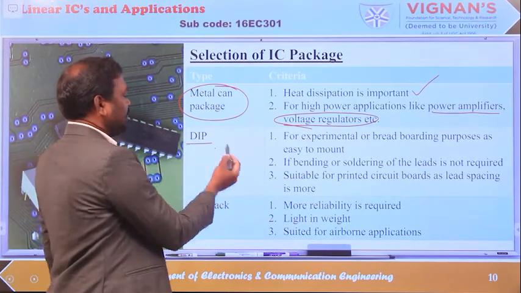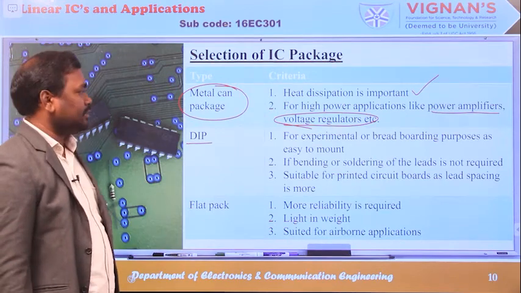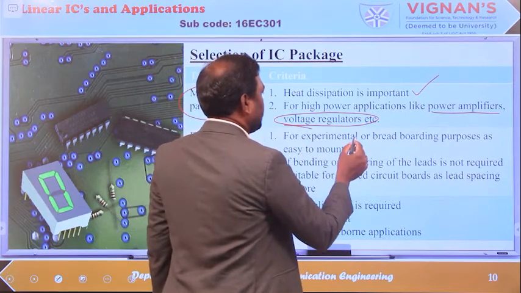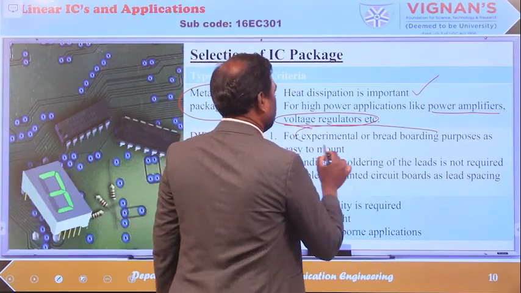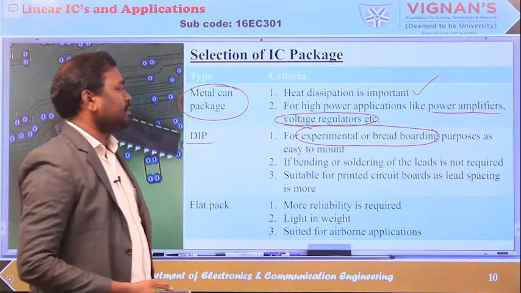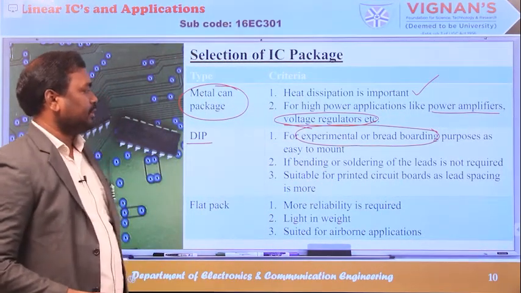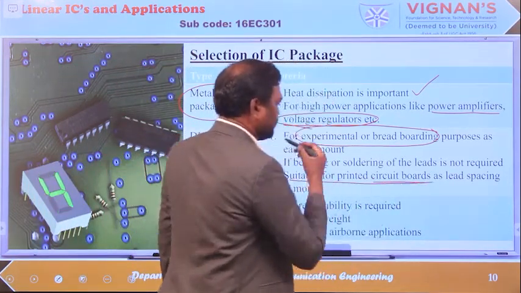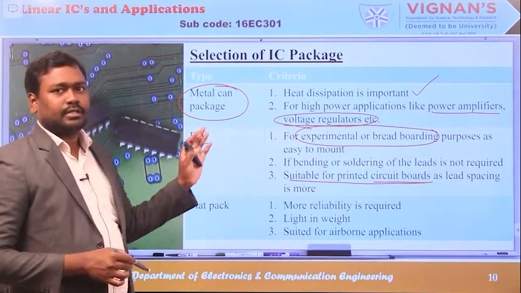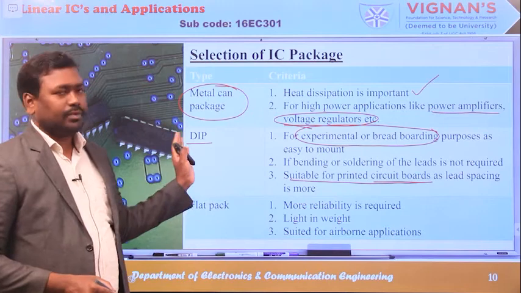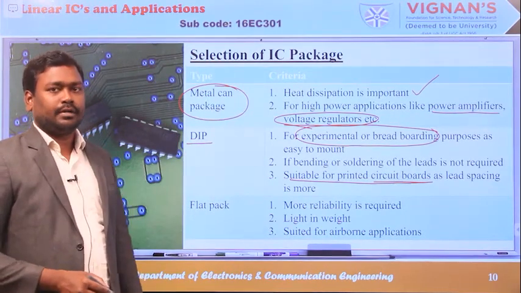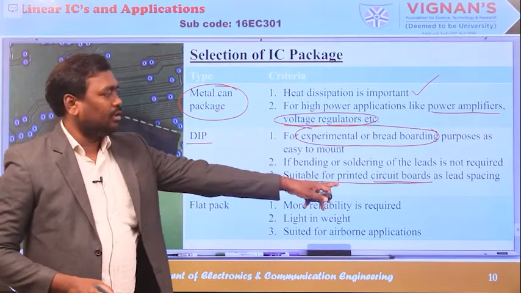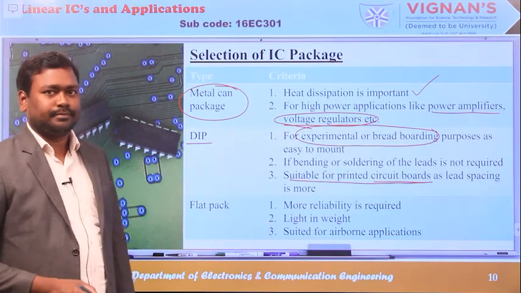Next, DIP. DIP means dual in-line package. This package is preferable mainly for laboratory purpose, for experimental or breadboard purpose. These ICs are mainly suitable for PCB boards. So DIP packages are the low cost packages. That's why we prefer the DIP package for the laboratory purpose, as well as we put these ICs on PCBs to make a system.